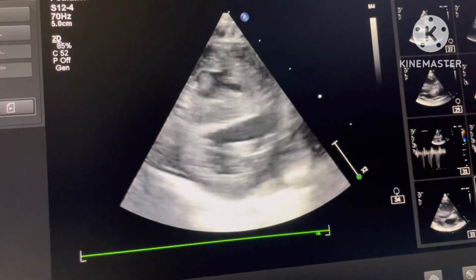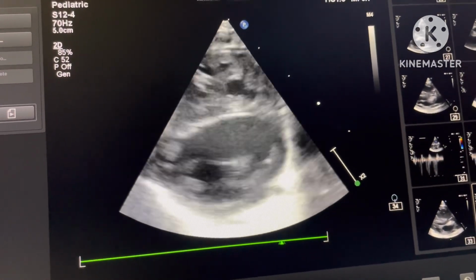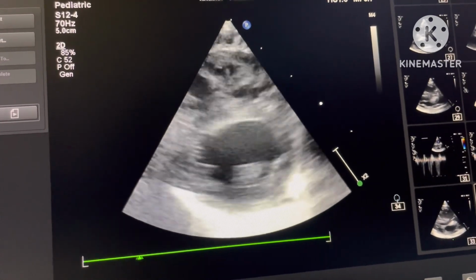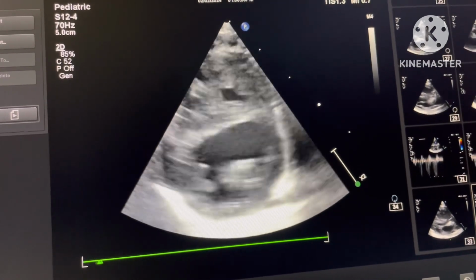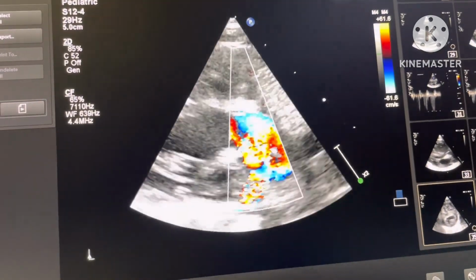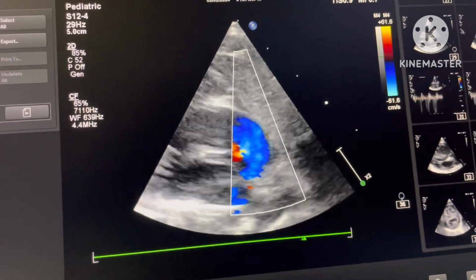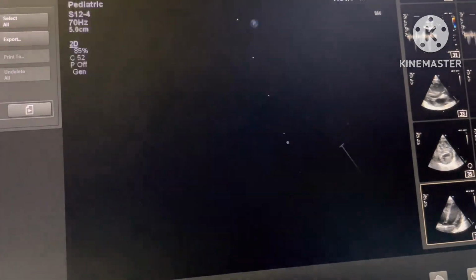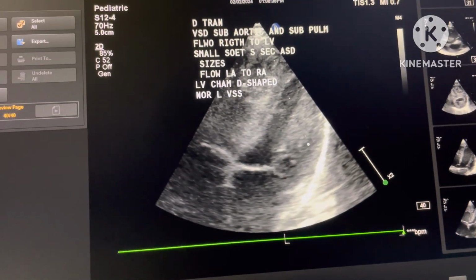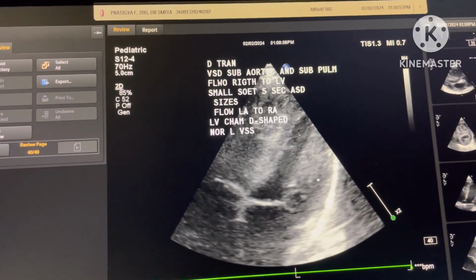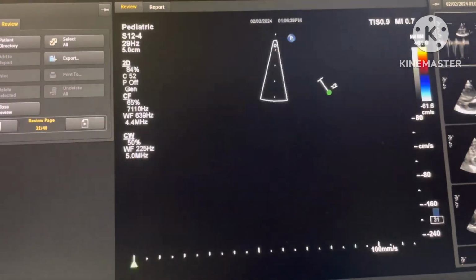This is D-shaped left ventricle indicating raised right ventricular systolic pressure. Because the right ventricle has to pump all the blood into aorta, the right ventricle has developed more pressure. That is why the left ventricle has become D-shaped. And probably this case also had a small PDA. This case also had a small ostium secundum ASD. So this case had ostium secundum ASD and VSD.